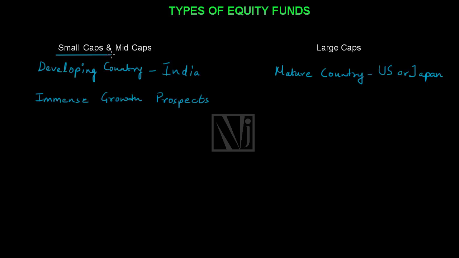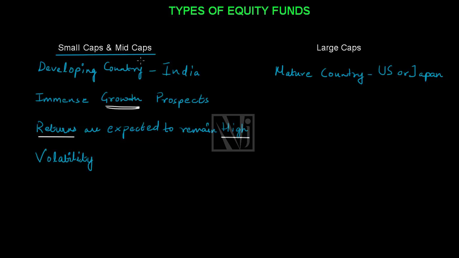Same is the case with smaller companies. There is enough scope for growth. Therefore, the return numbers are expected to remain high. However, this ride is going to be a bit bumpy as the small caps and the mid caps are more volatile, meaning they may rise disproportionately with the rise in the market, but they may also fall steeply with the market fall. The large caps, on the other hand, are stable companies and hence they generate stable returns.